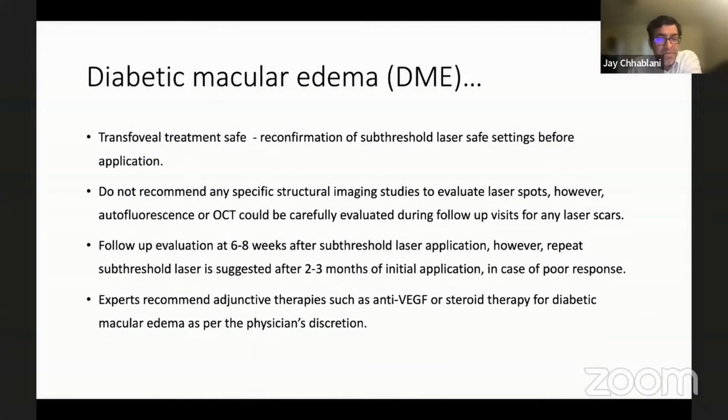I would just like to emphasize that what we are discussing now is the subthreshold laser settings. We are not recommending treatment for diabetic macular edema, as that treatment can be performed at the physician's discretion, whether they want to add anti-VEGF or steroid therapy in response to the subthreshold laser. These are very specific subthreshold laser settings, not the management of diabetic macular edema, because that is a much bigger question depending upon various factors.